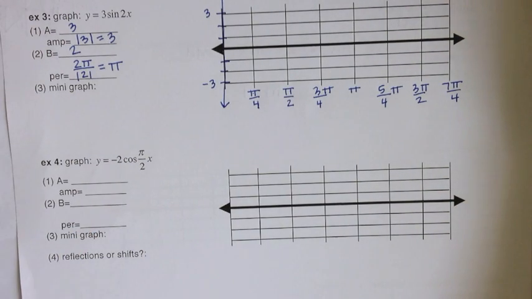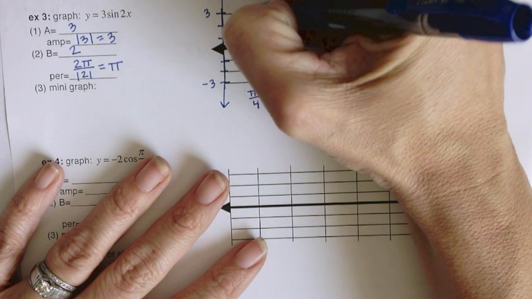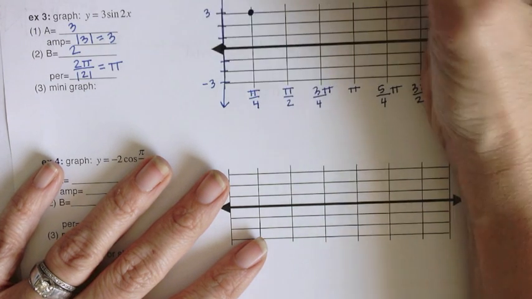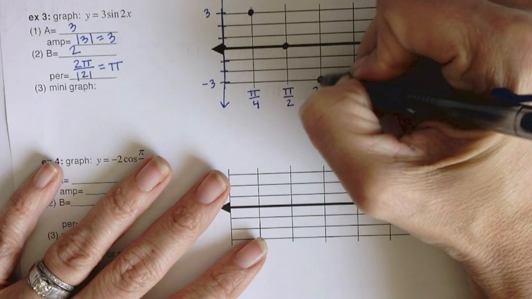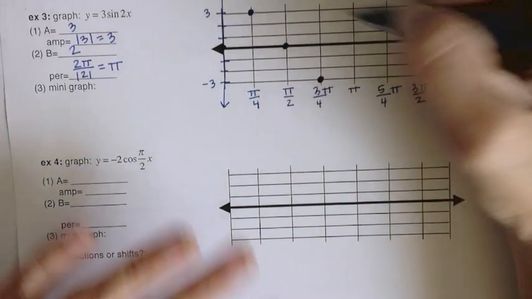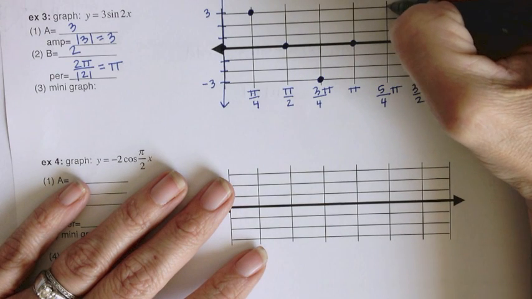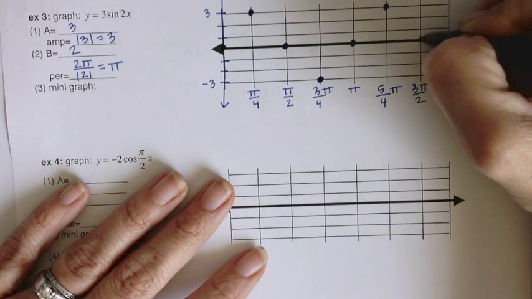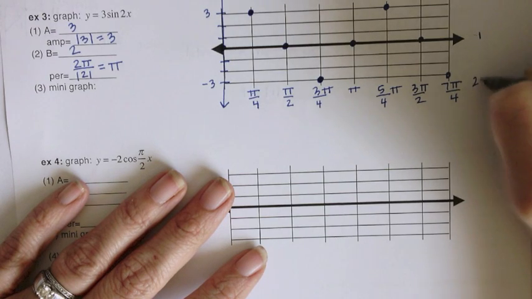So now all you have to do, once you have your axes labeled, is to do your 5 points. So you start at the x-intercept, then you go up to the amplitude or the maximum, back to the x-intercept, down to the amplitude or the minimum, and then back up. And then we'll just keep repeating that pattern. And if you want to finish off, you can call this 2 pi right here.